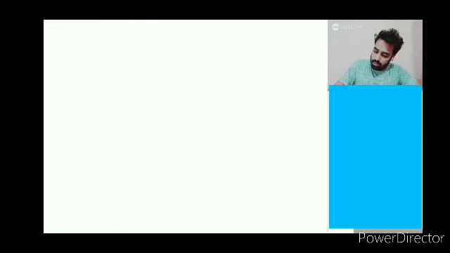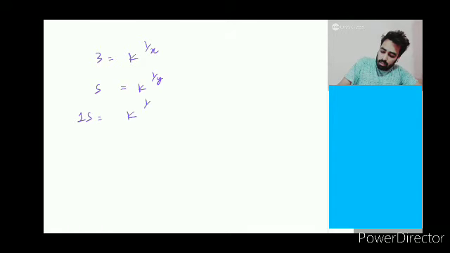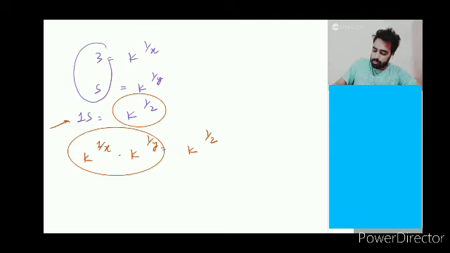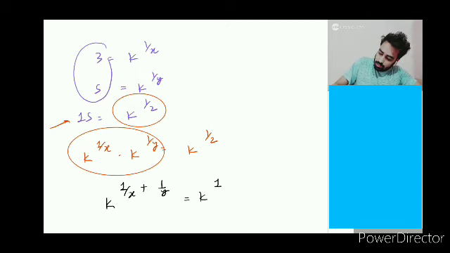5 is k power 1 by y and 15 is k power 1 by z. I know that if I multiply 3 into 5, I'll get 15. Or I can write k power 1 by x into k power 1 by y is 15, that is k power 1 by z. Okay. In this portion, I'll apply law of exponent number 1, that is bases are same, so powers I can add. So I'll write k power 1 by x plus 1 by y is k power 1 by z. And now I can compare the powers, that is 1 by x plus 1 by y is 1 by z.